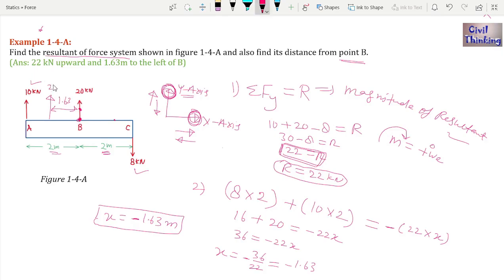This is 22 kilonewton. So what is the answer? The answer is 22 kilonewton upwards. Yes, of course it is upwards. It is 22 kilonewton and 1.63 meters to the left of B. Yes, this point is to the left of B, so the answer is here. Now I hope you understand. If you have any doubt you can comment, and let's move on.